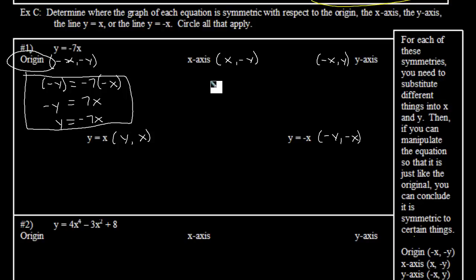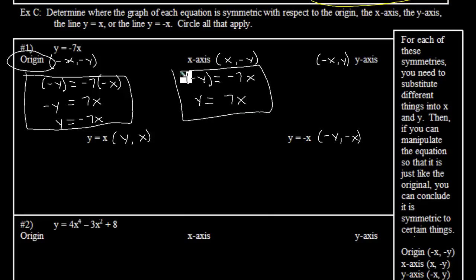Check out the x-axis. For the x-axis to work, I should leave x the same, but I should replace y with a negative y. If I can do that and get y by itself, and it's the same as the original equation, it's symmetric with respect to it. If it does not come out to be the same, then it's not. So y is supposed to be negative y. X is supposed to be x. Doesn't change. If I get y by itself, multiply both sides by negative 1. Negative 1 times negative 7 is positive. Is y equals 7x identical to the original? No. Therefore, it's not symmetric with respect to the x-axis.